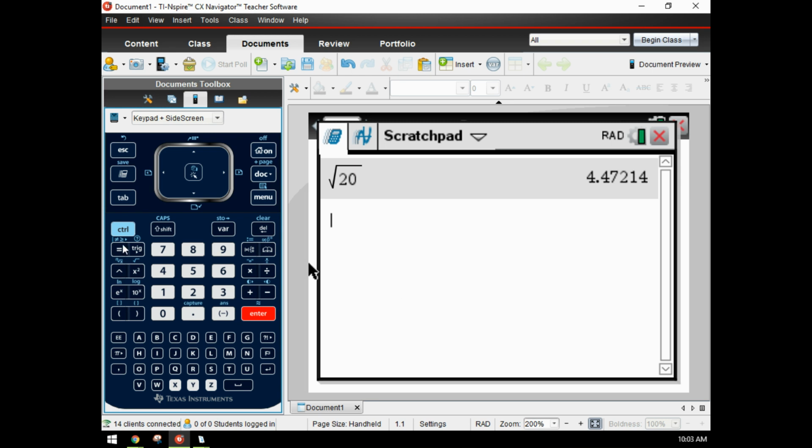Okay, so if I do 2, and then square roots of 5. Do I get the exact same number? Yes. They are equal to each other.